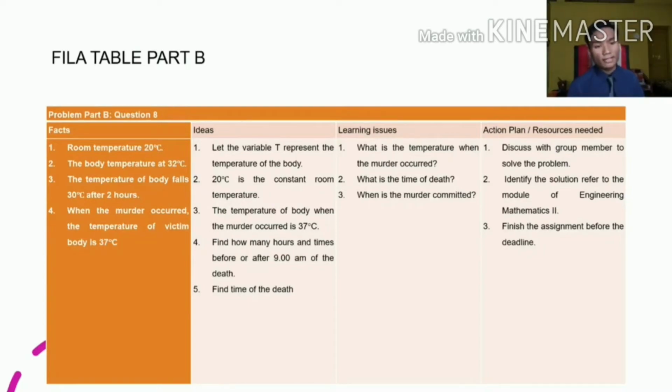So let's look at the action or resources we use to solve this problem. Number 1, we discuss with a group member to solve the problem. Number 2, we identify the solution and refer to the module of Engineering Mathematics 2 from the UTHM library. And finally, we all finish the assignments before the deadline.